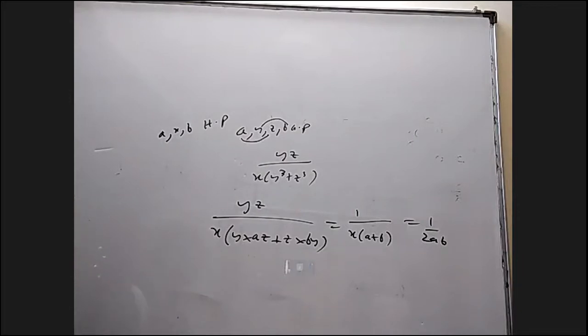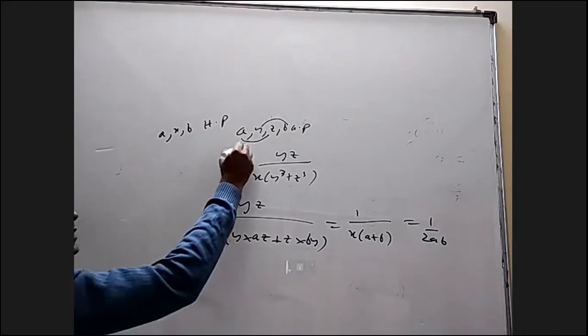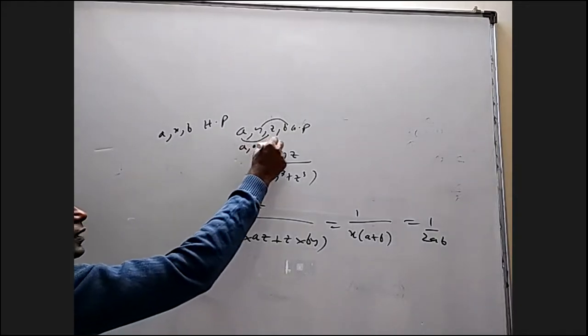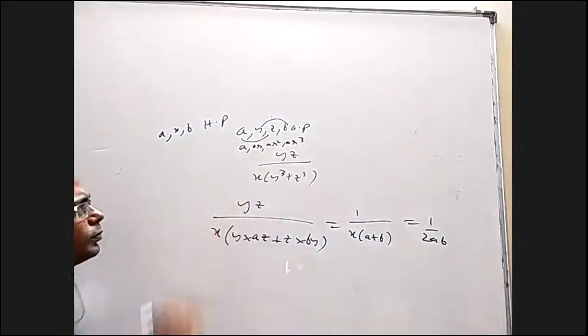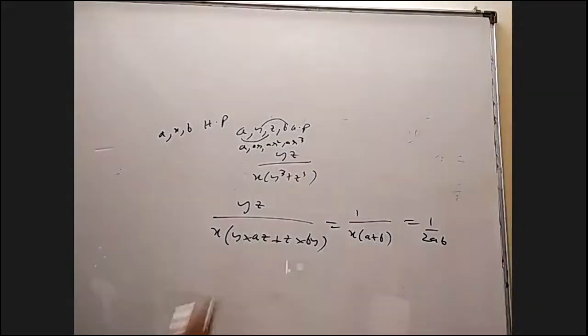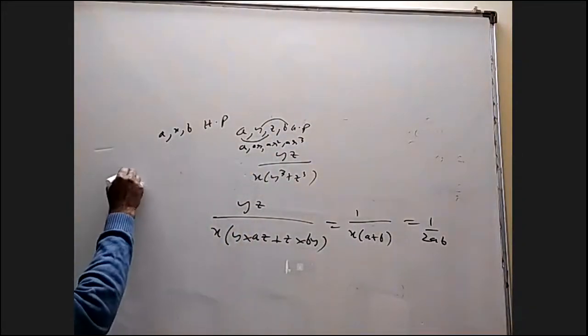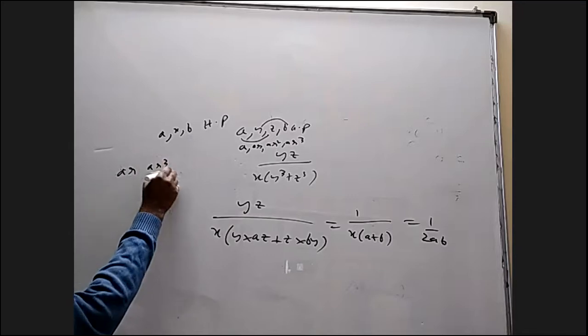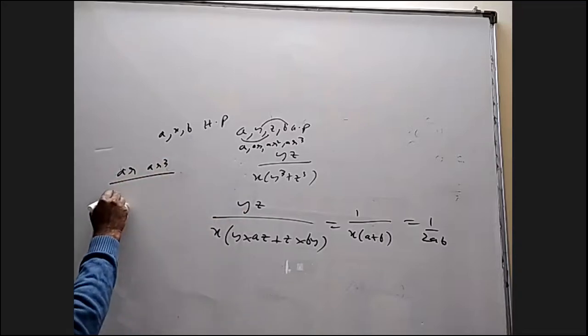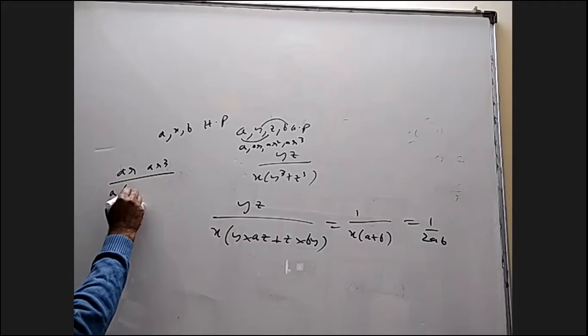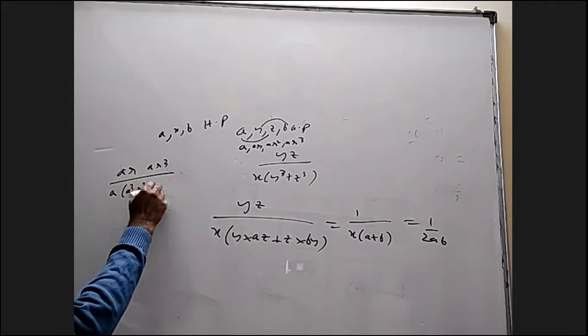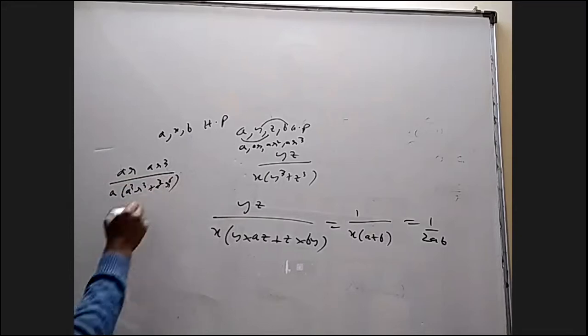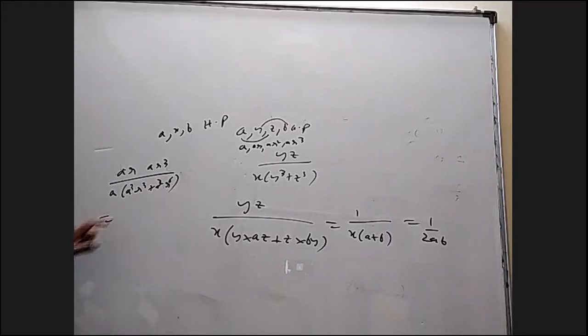Yes, sir. Another option is I am going to take this as AR square and AR cube. So just substitute in this. Y is AR, Z is AR cube. This is A. This is A cube R cube. This is A square A cube R power 6. Sir, X is not A. X is not A, I am not taking X as A. So X is X only.